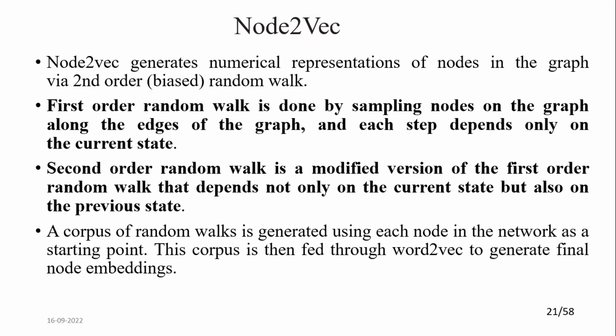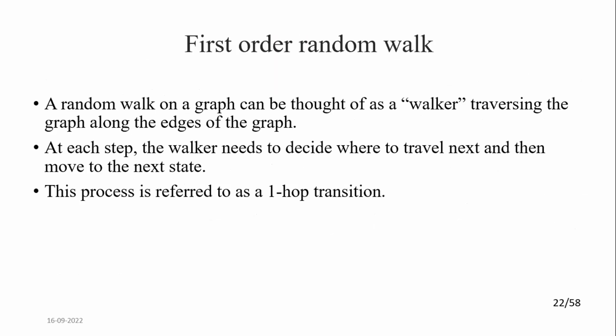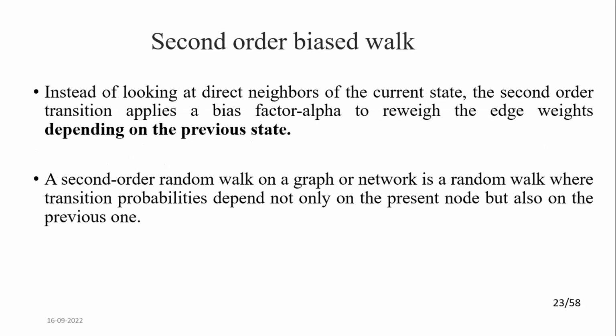In this case we consider two random walks: the first order random walk and the second order random walk. The first order random walk is done by sampling nodes on the graph along the edges. That is, the nearest neighborhoods are taken. In the second order random walk, we consider not only the current state but also the previous state. In the first order random walk, we have a one hop transition along the network, so the nearest neighborhood and the current states are taken. But in a second order random walk, we also consider the previous nodes.